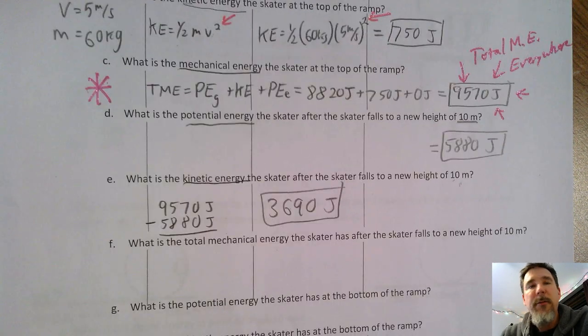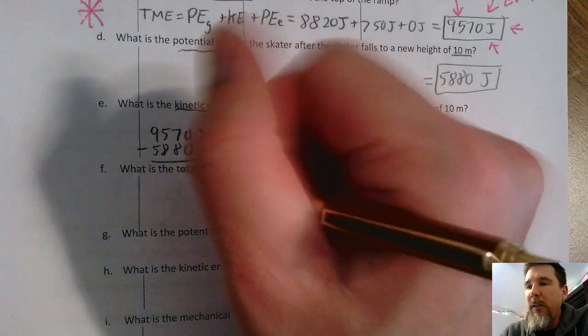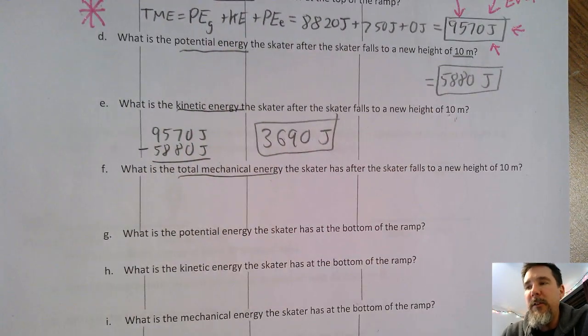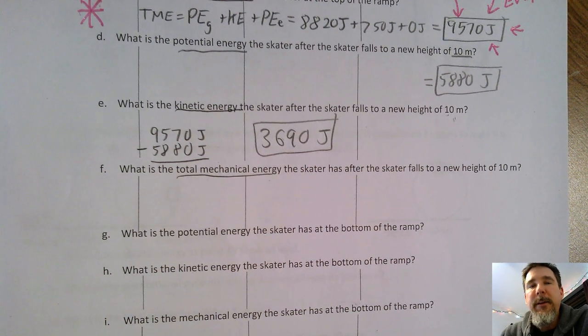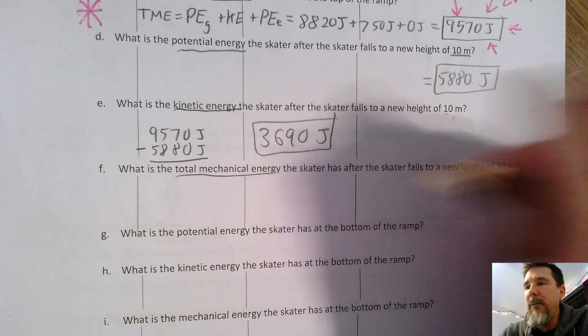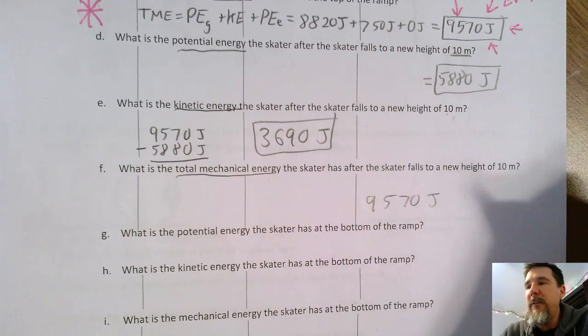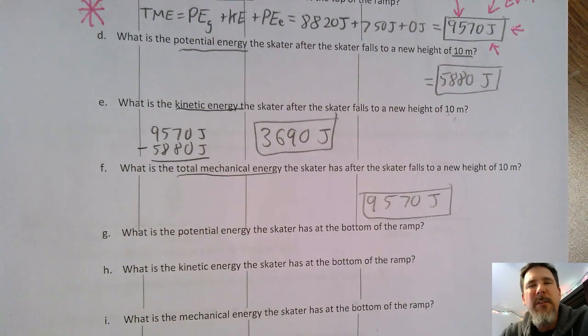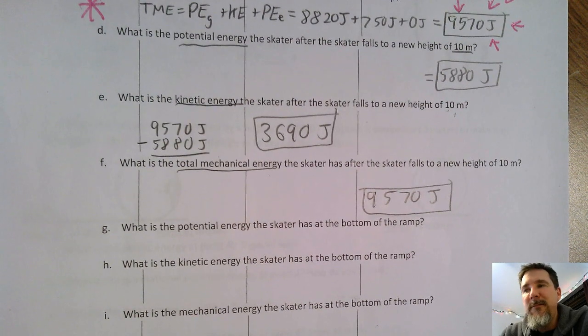Okay, and number 5, F, sort of drives that point home. What's the total mechanical energy? Well, what did I say about total mechanical energy? You don't even have to have a height here. It says a height of 10, but it doesn't matter, because the total mechanical energy is never going to change as long as there's no friction, which I guess, yeah. Anyway, the answer is going to be 9,570 joules, because it's never changed. There's not really any math to do, all right? Because it doesn't change. So that's all there is to it.